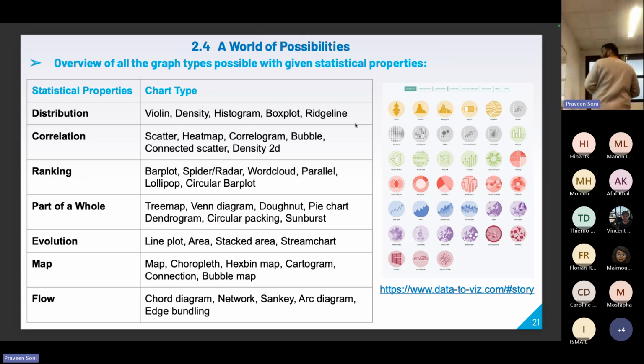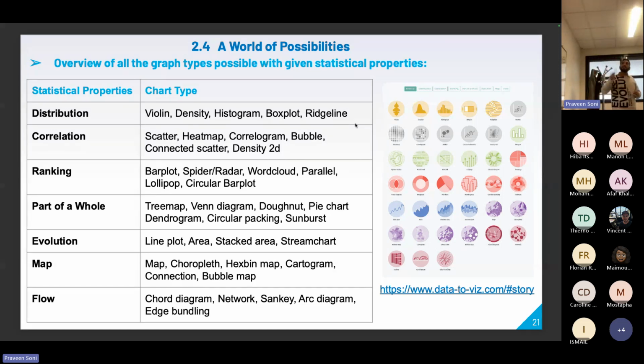Now, coming again to the world of possibilities. Here we divided the world of possibilities on the basis of measures, as one of the students said, or I call them better, statistical properties, because statistical property is a global word which covers everything, all types of measures, and especially the dimensions of the mathematics. Like mean, measure, distribution, correlation, part of whole, evolution.